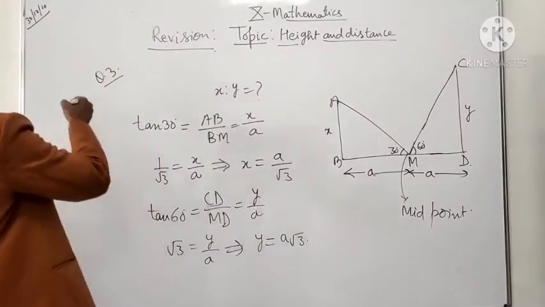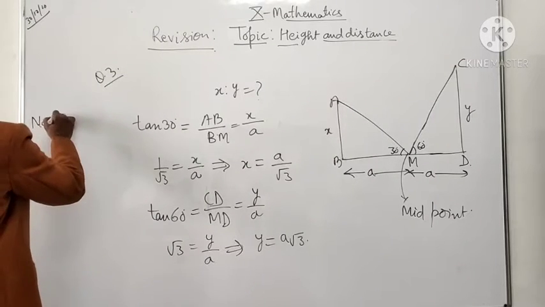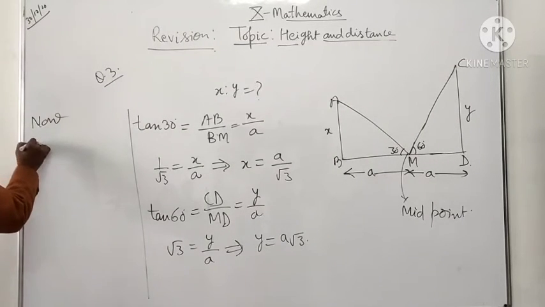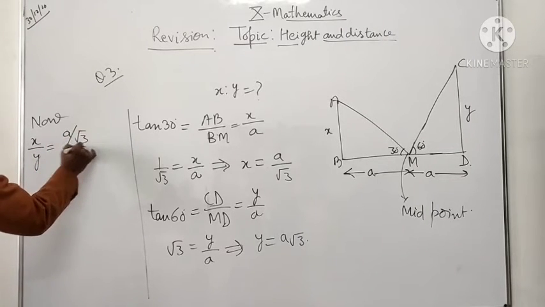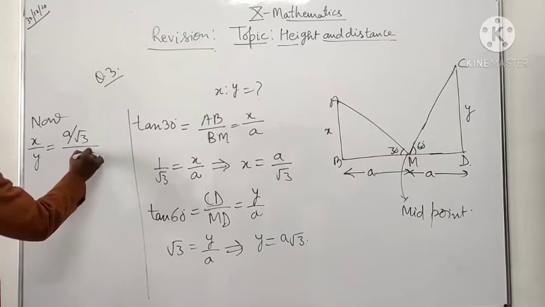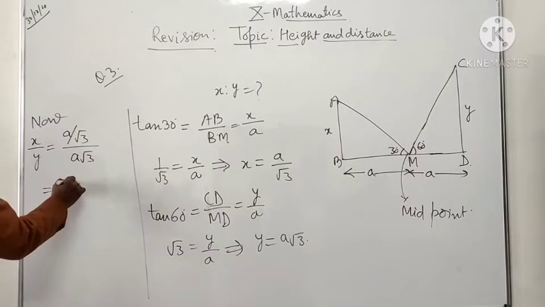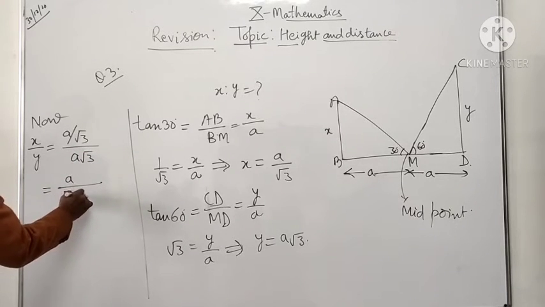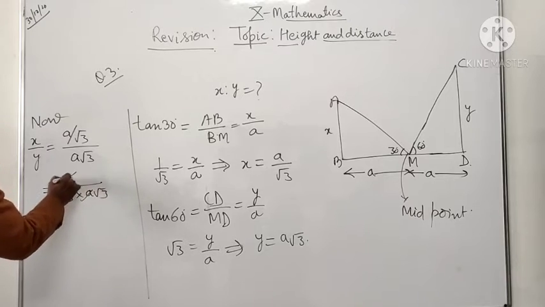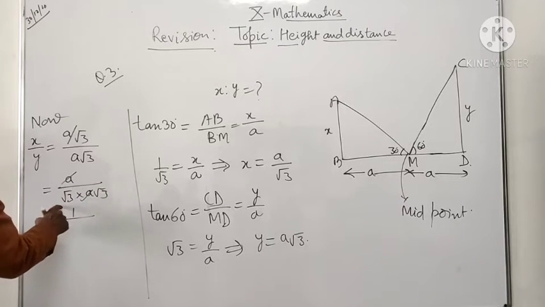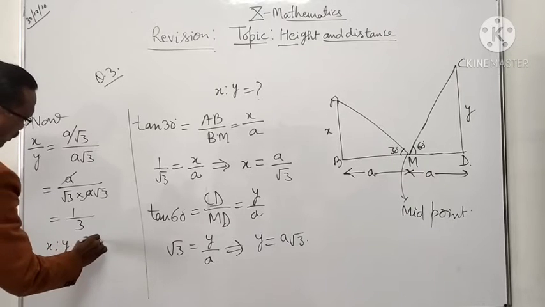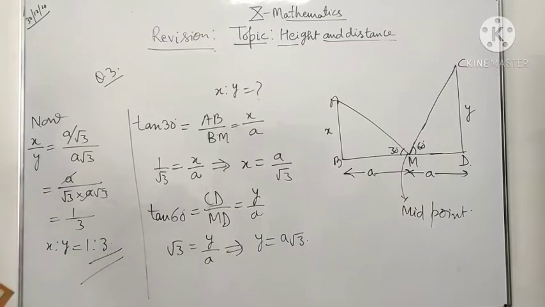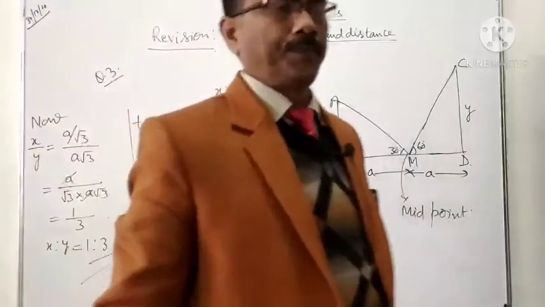Now x upon y equal to A upon root 3 divided by A root 3. Here it is root 3 into root 3. A cancel out, 1 upon root 3 into root 3, 3. So x is to y equal to 1 is to 3. This is the required ratio.